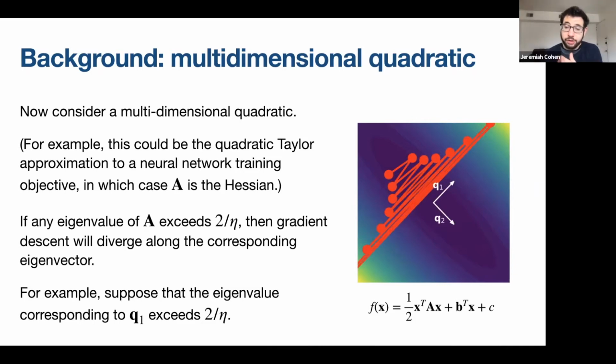It's converging along direction Q2 because the eigenvalue for Q2 was below that threshold. But for Q1, the eigenvalue was too big. There was too much curvature in that direction. And so we're diverging along that direction, oscillating along that direction with constantly increasing magnitude.